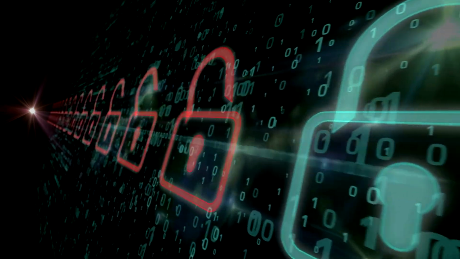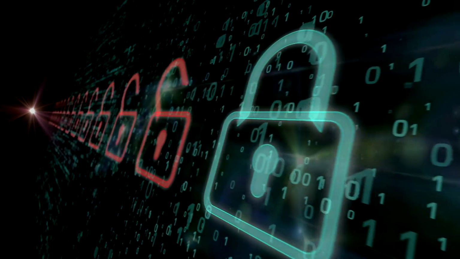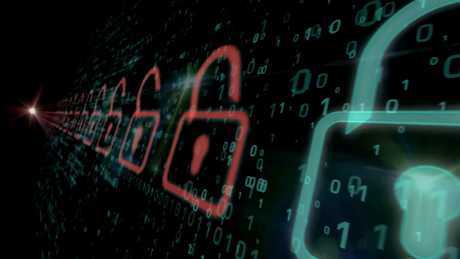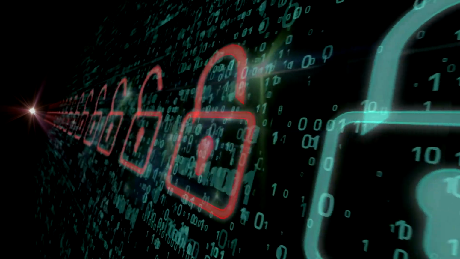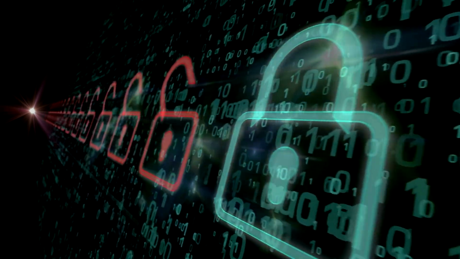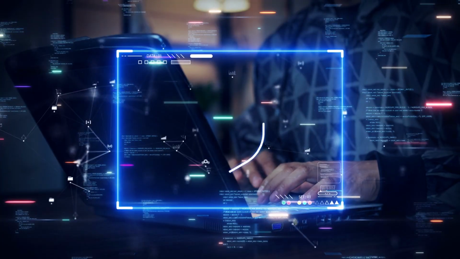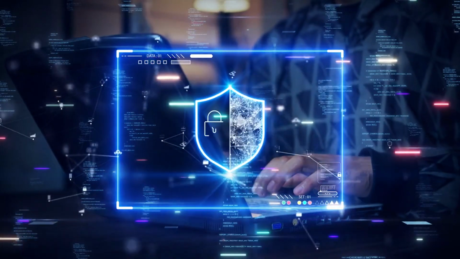Number 2, Foundations of Cybersecurity. This is the first course in the Google Cybersecurity Certificate Program. It provides a solid foundation for those looking to enter the cybersecurity field by covering fundamental concepts and skills required for entry-level cybersecurity jobs.